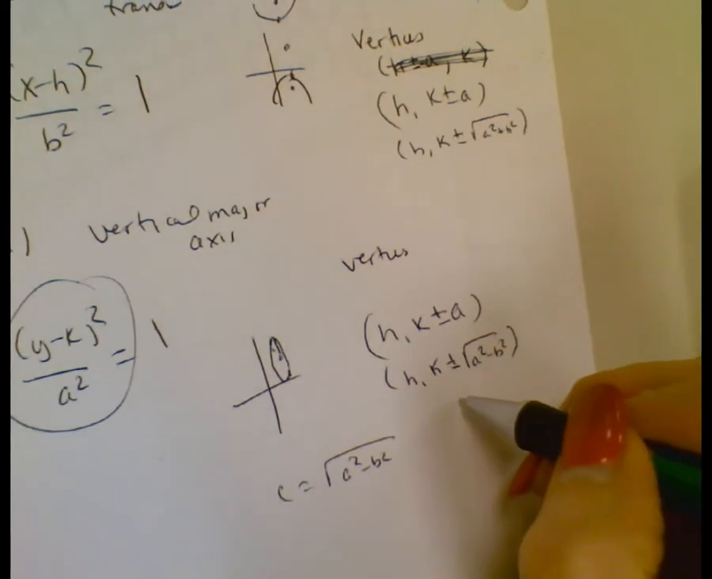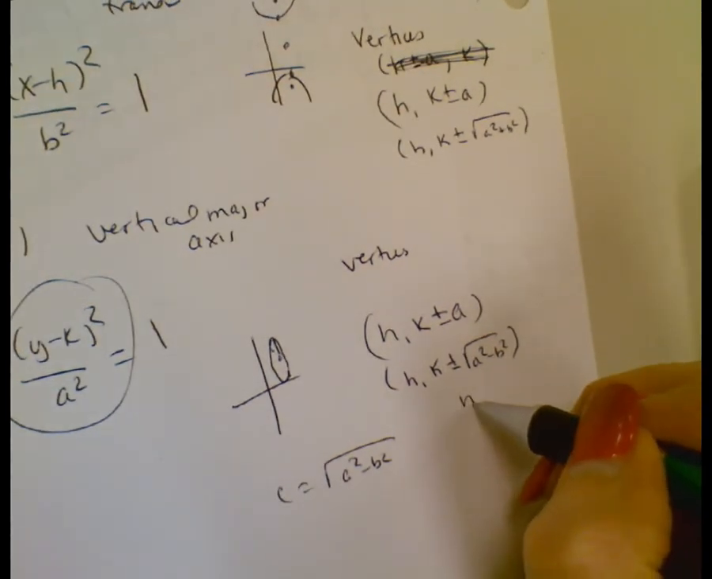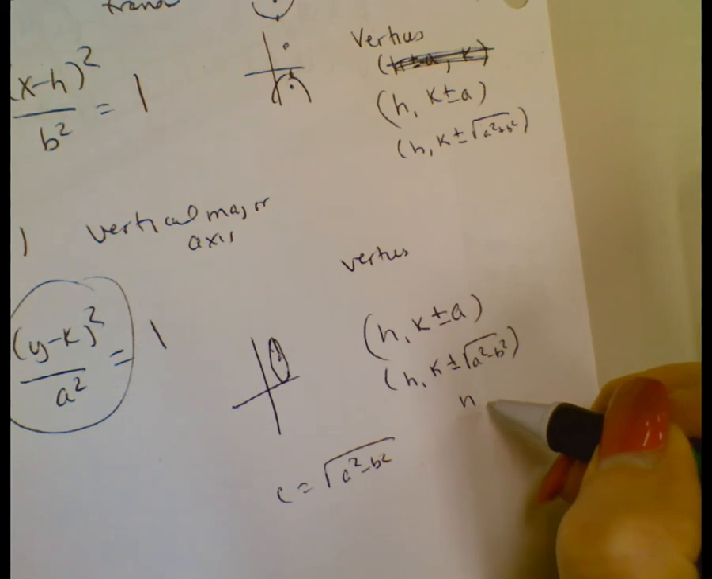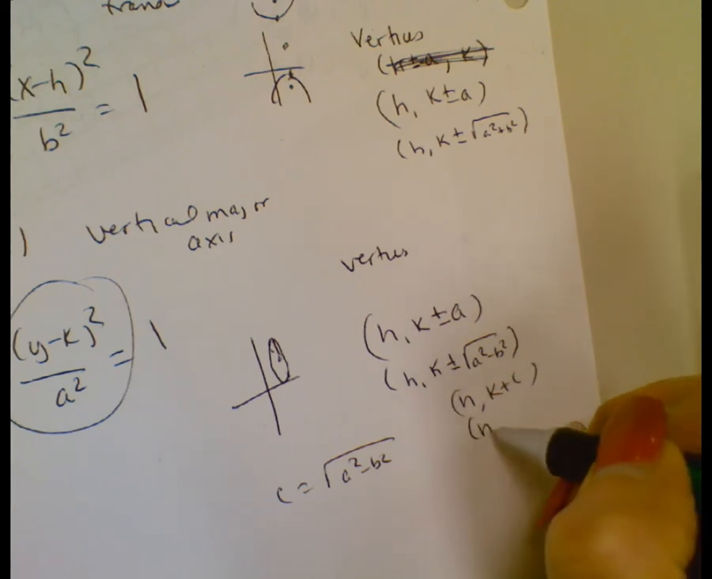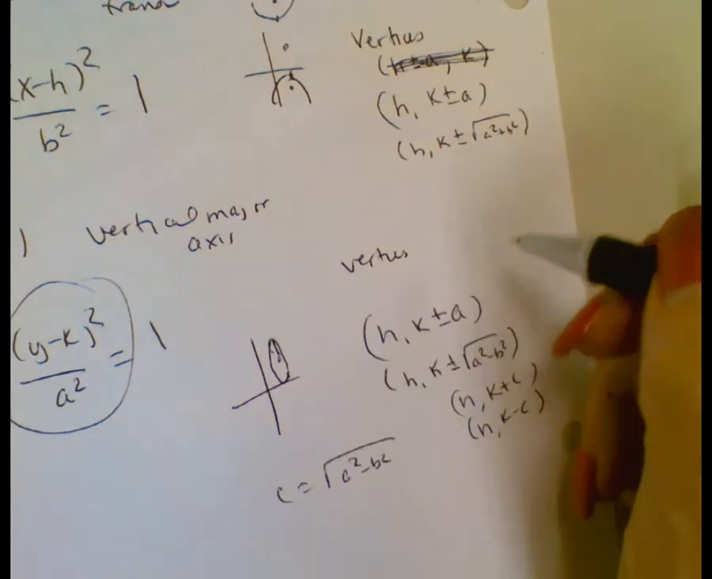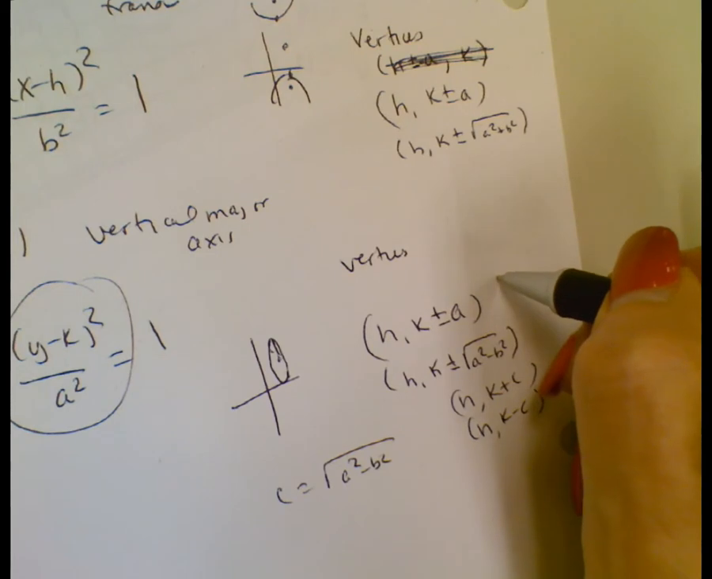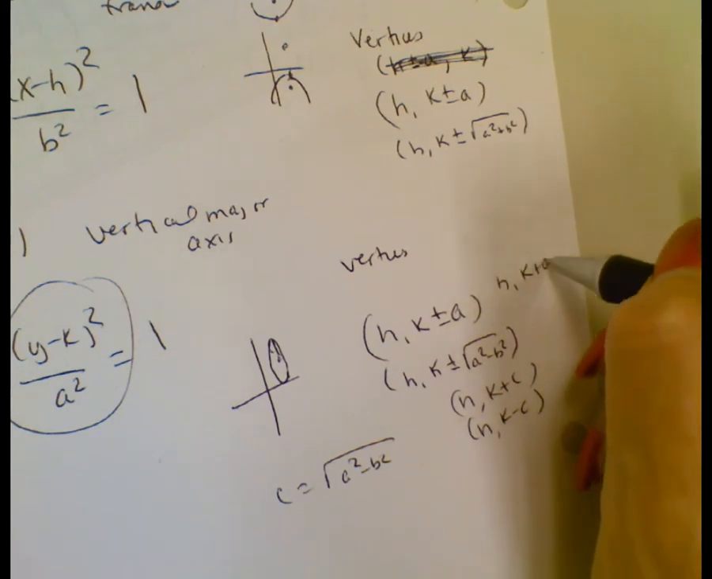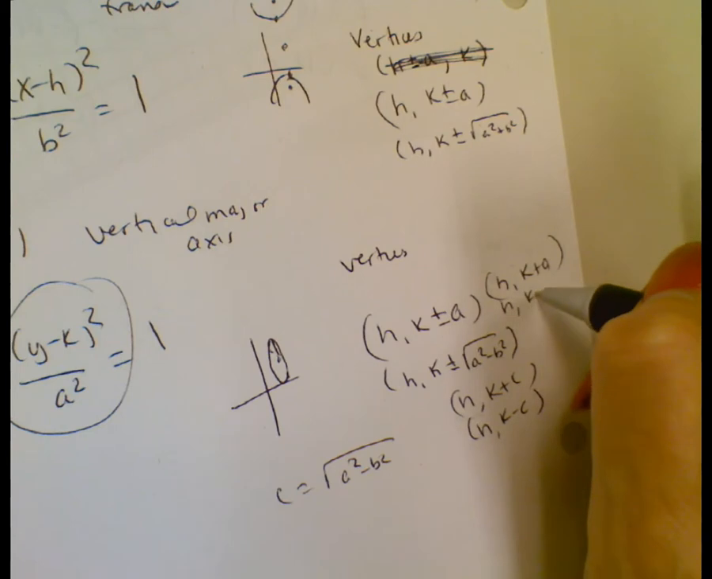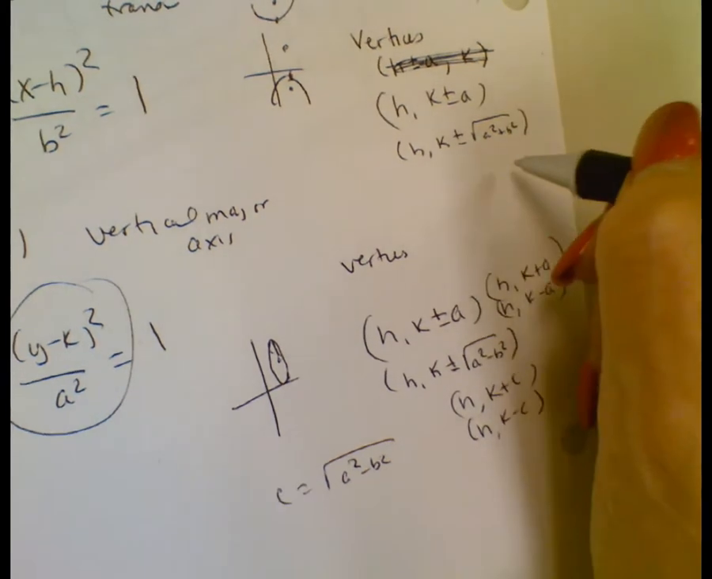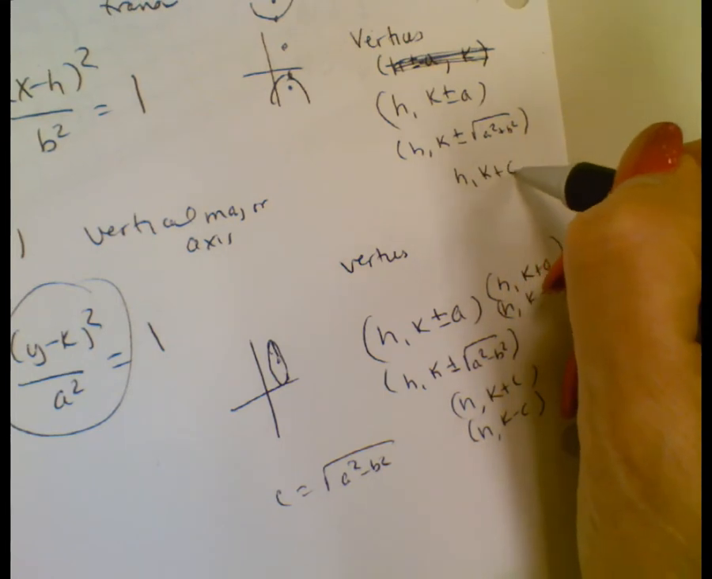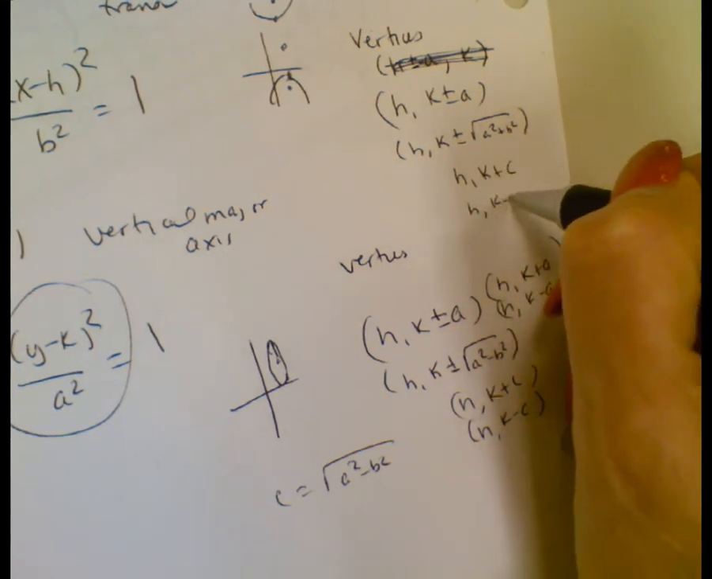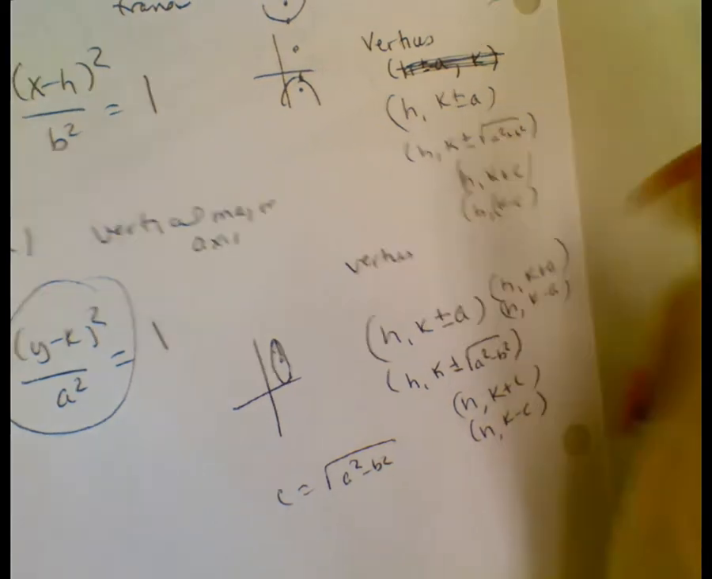So for your foci, it's going to be (h, k plus c), (h, k minus c), where the vertices would be (h, k plus a), (h, k minus a). Up here would be (h, k plus c), (h, k minus c). So it looks to me like they're all the same.